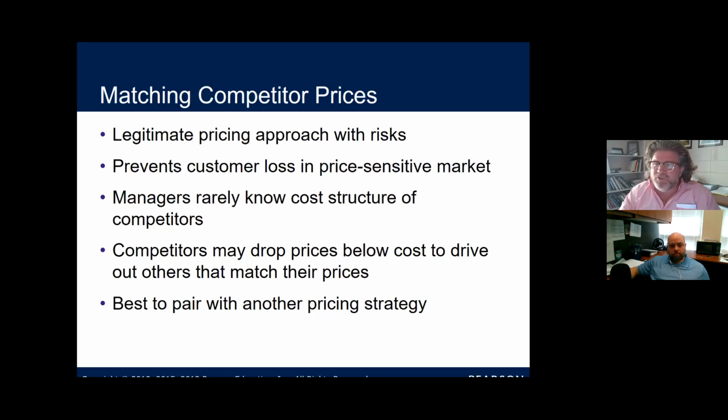And so that'll push the check average back up. So when you are having to respond to competitor prices, it's always best not to just cut your prices, but to try and come up with an alternate strategy that's going to help you maintain your profitability.